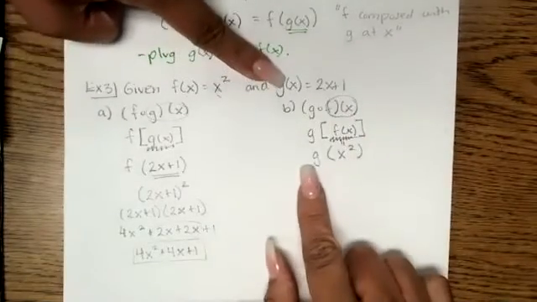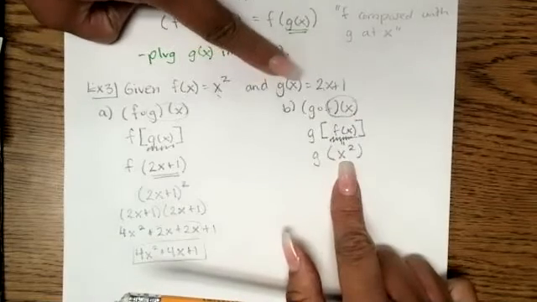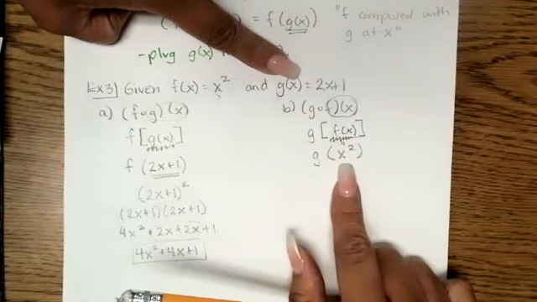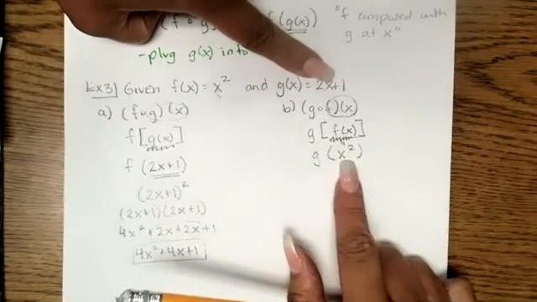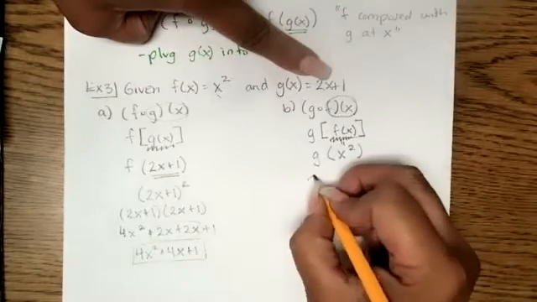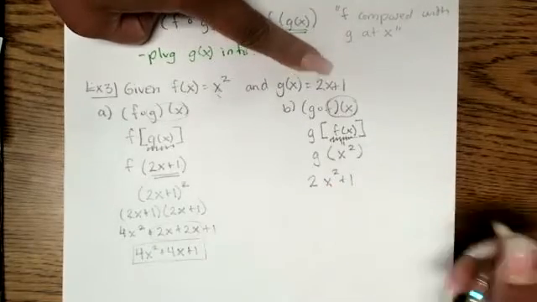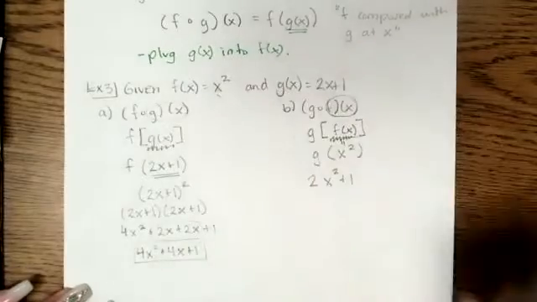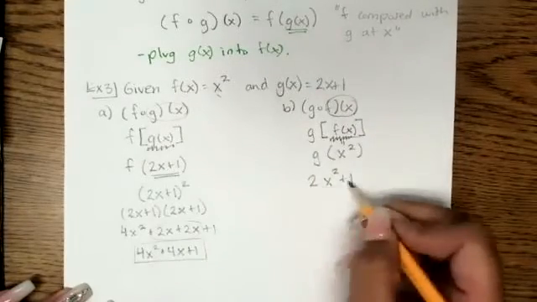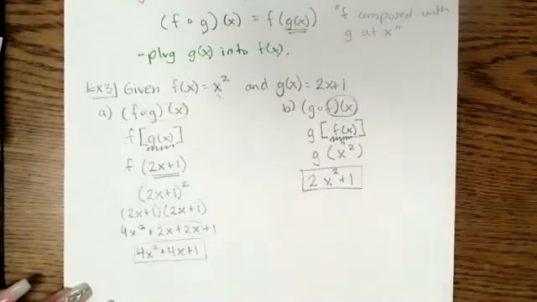Now I'm going to go to the g equation, and everywhere I see an x, I'm going to plug in an x squared. So right here I see an x, so I'm going to put an x squared right here. So it's going to be 2x squared plus 1. And because I plugged in, that g is gone. And then here, I'm done because those are not like terms.